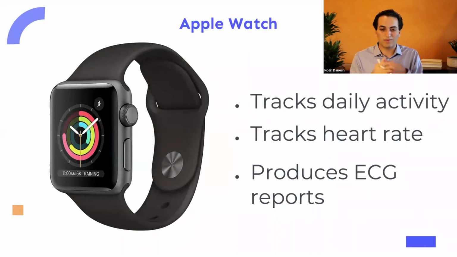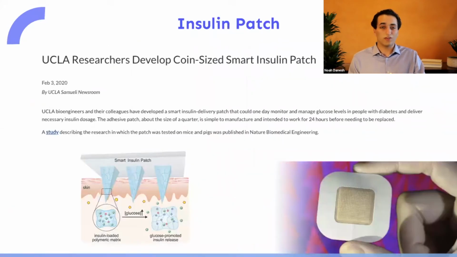This simple system really enables new possibilities. Then another personal health technology, for example in a future sense, is the insulin patch. This is something that was developed at UCLA. It's a low-cost patch that you can just put on your skin, and it has points that can keep track of someone's insulin levels.